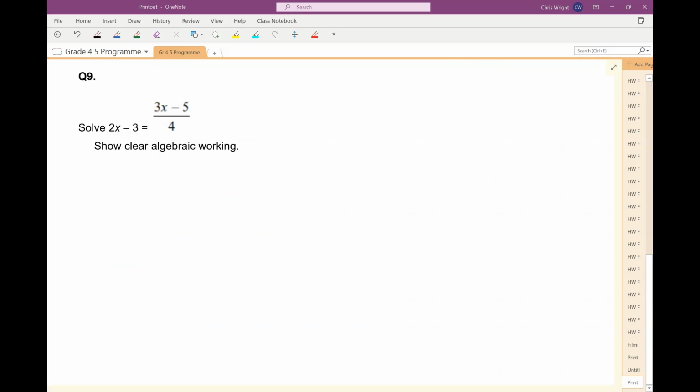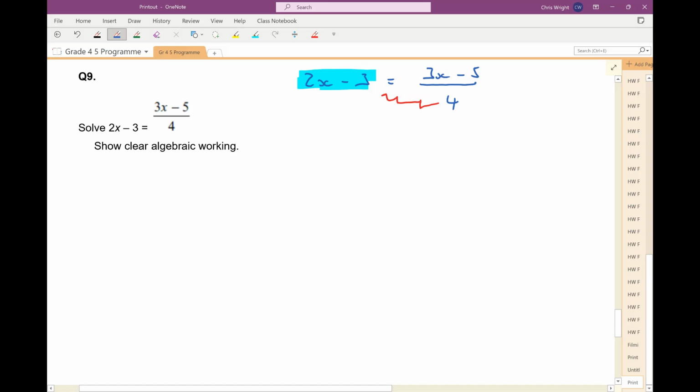Question 9. Let's start by writing this out. I've got 2x minus 3 equals 3x minus 5 all over 4. Right, let's start by escalating up the 4. But let's remember that we'll have to multiply everything on the left-hand side by that 4. So I'm not going to have 2x anymore. I'm going to have 8x. Copy the sign. 4 3s are 12 equals 3x minus 5.